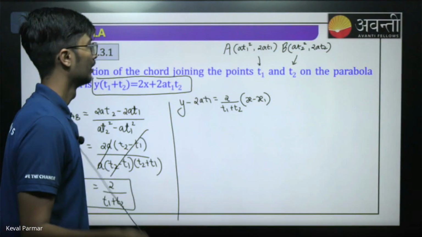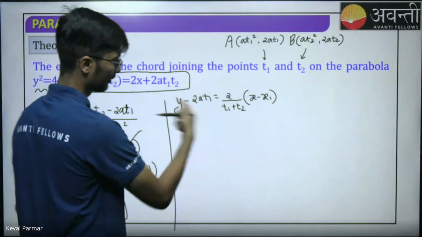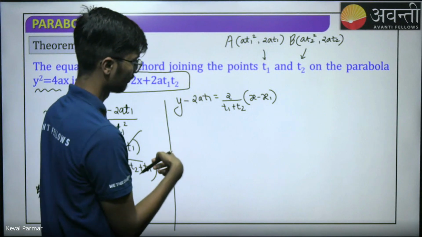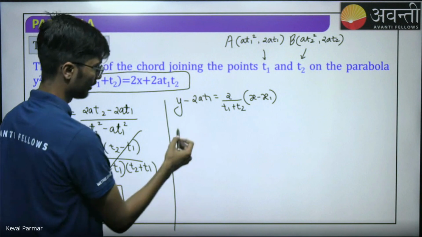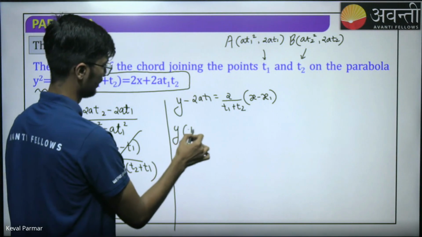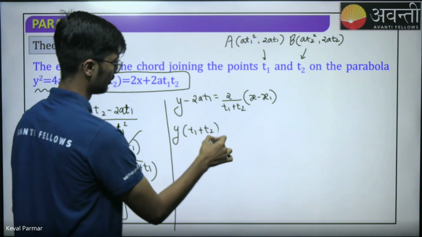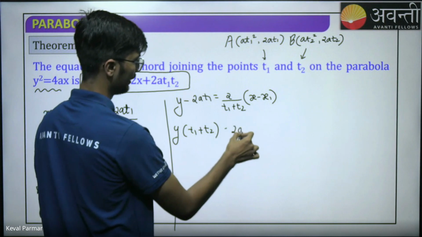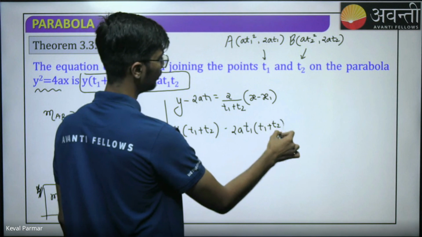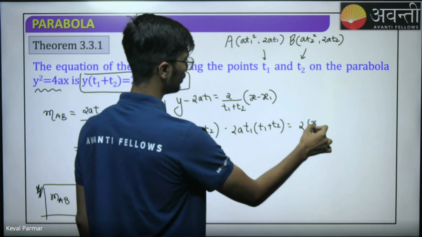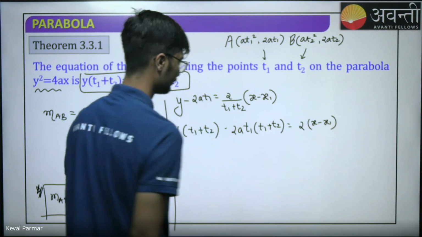Yeah. So if I cross multiply it, I'll get y into (t1 plus t2) minus 2a t1 into (t1 plus t2) is equal to 2 into (x minus x1).